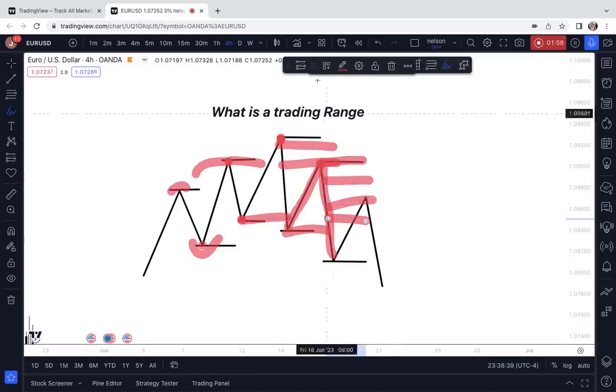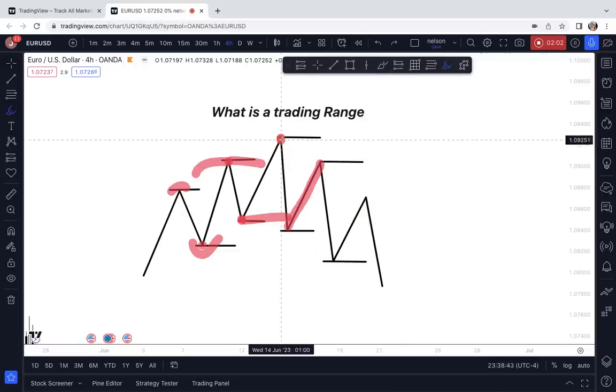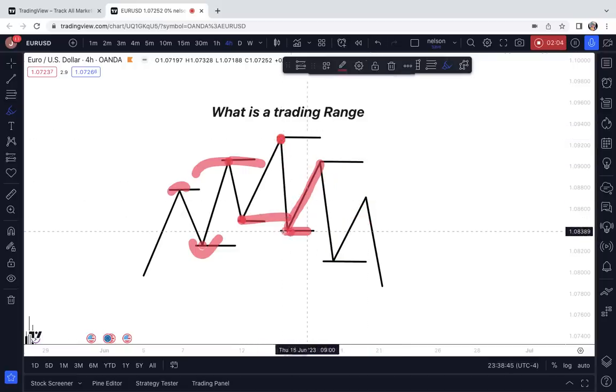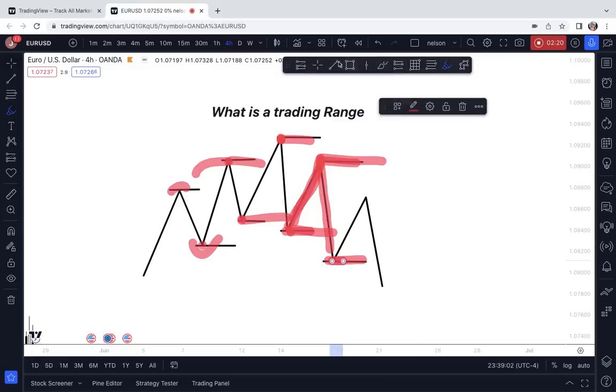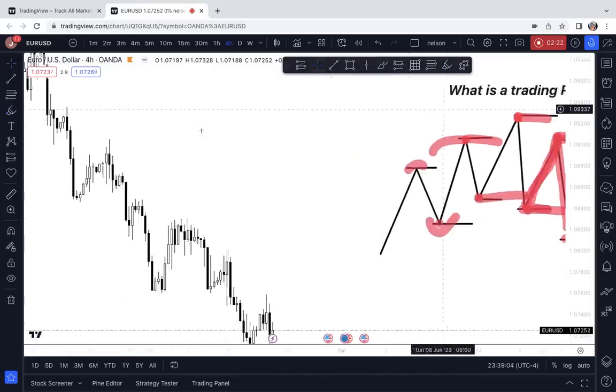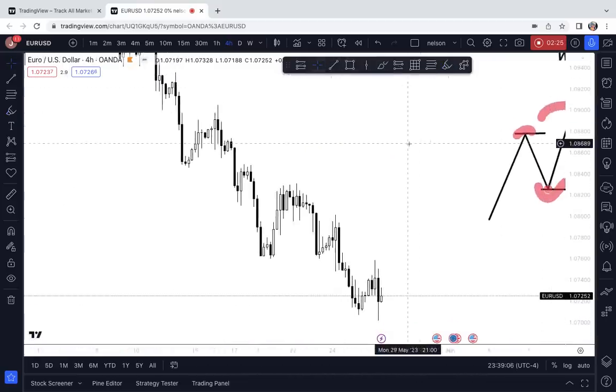Why is it important? Because if you didn't know the range, you would be stuck here between this one and this one right here, thinking, well, price is still going to come up here. But it never did. It just kept going down. So now we have to keep going and changing it up. As the graph changes, you also need to change your trading range. It's very important to keep that in mind. So let's move on to the graph now.